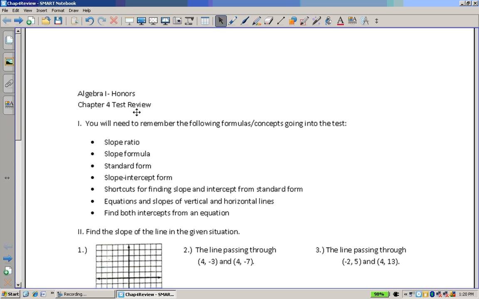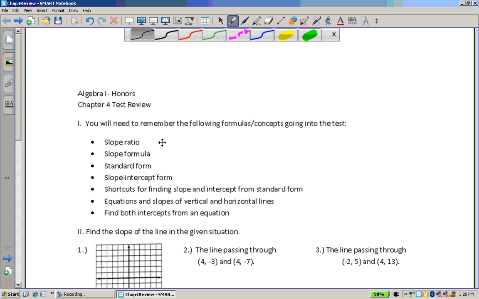Today we're looking at Chapter 4 Test Review for Algebra 1 Honors. This will cover graphing lines, graphing linear equations, looking at slope-intercept form, standard form, and those types of things. So let's go ahead and get started.